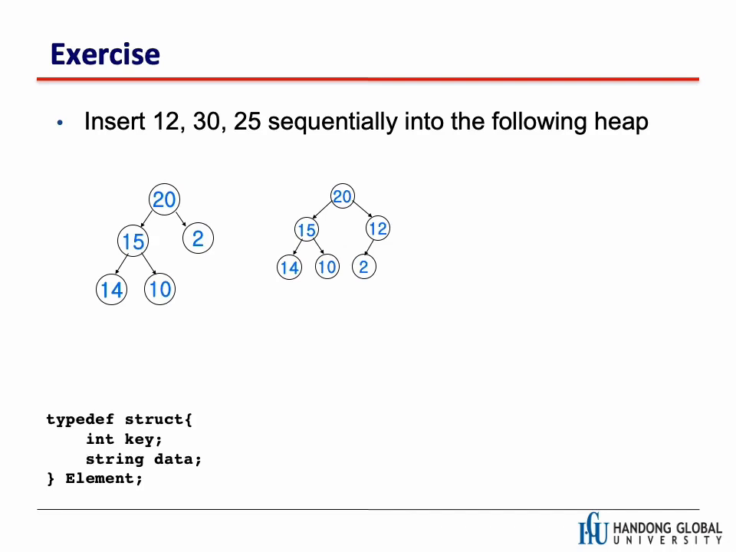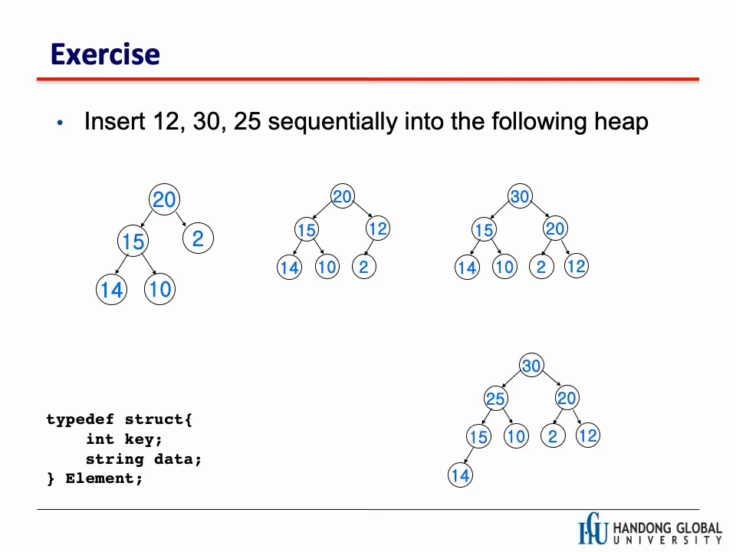The next, if we add 30, then the 30 should go to the right child of 12 first, and then 30 is larger than 12, so we swap, and then 30 is larger than 20, and we swap. So this is what we have. Okay, next, if we add 25, in the first step, 25 should be the left child of 14, and then 25 is larger than 14, we swap, and then 25 is larger than 15, and we swap. And 25 is smaller than 30, and then we stop there. That's why we have this max heap.